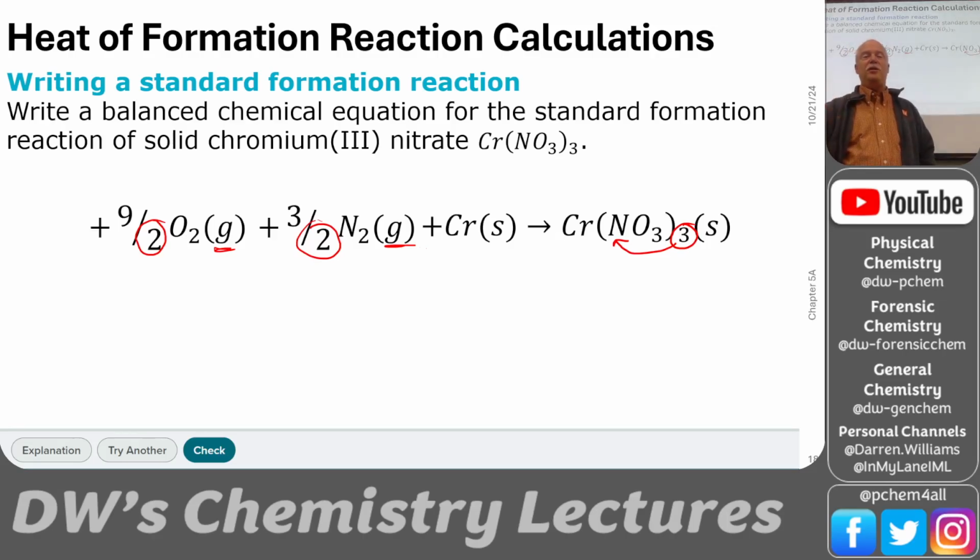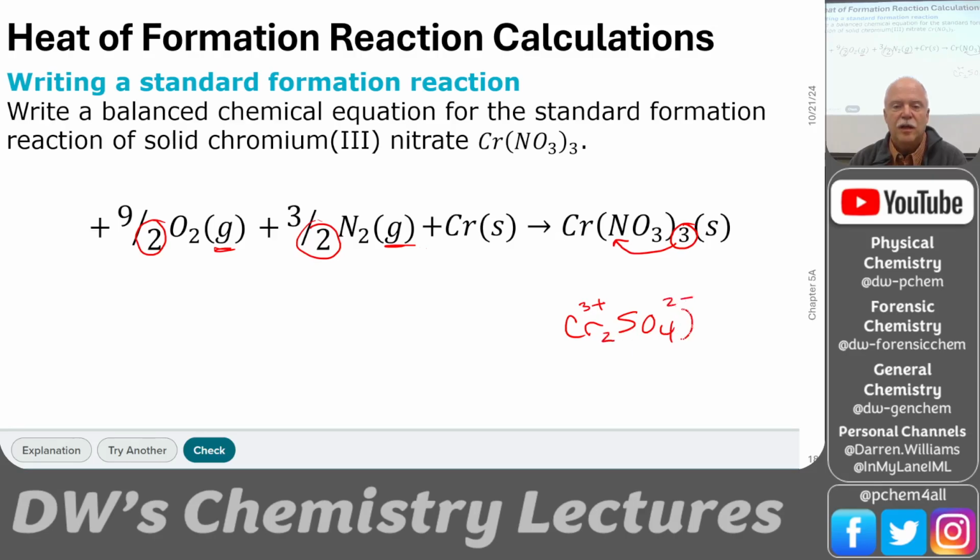So if this was chromium sulfate, let's just do that. Here we are, okay? We're going to have to balance these out. This is going to be chromium 3 plus, SO4 2 minus. So it's going to be Cr2(SO4)3. Yeah. So we have 2 Cr solids. And here I have 3 sulfurs.